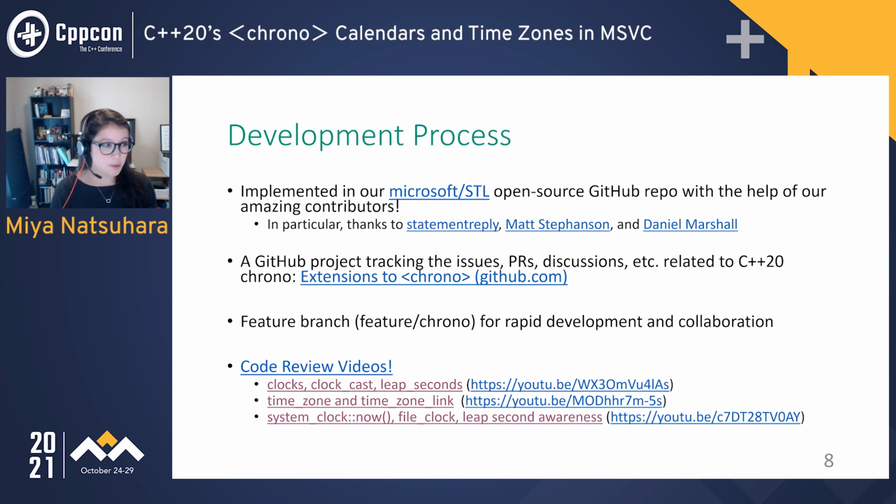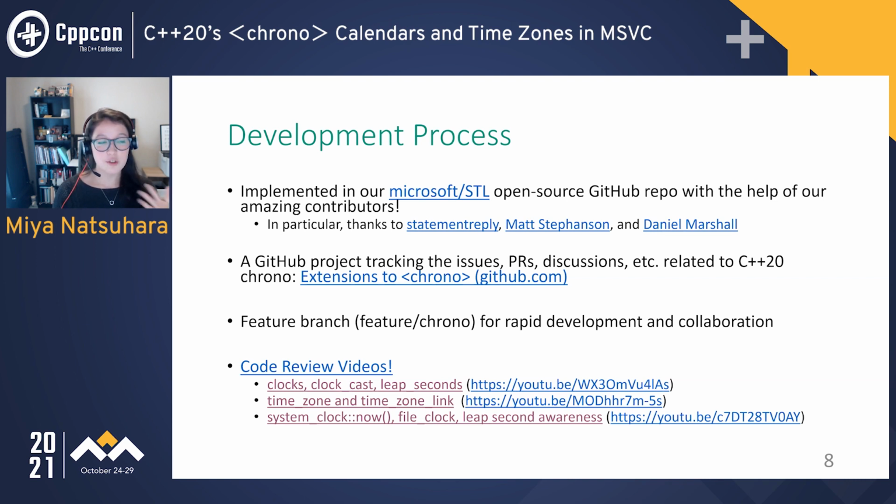As we were working with people, we also used a GitHub project to track all the issues, different pieces of the feature, PRs, discussions, and questions that were related to C++20 chrono. So you can check that out if you're interested. It's not active anymore, but you should still be able to view it to see all the pieces that went into it, as well as the 40 or so PRs that contributed to it.